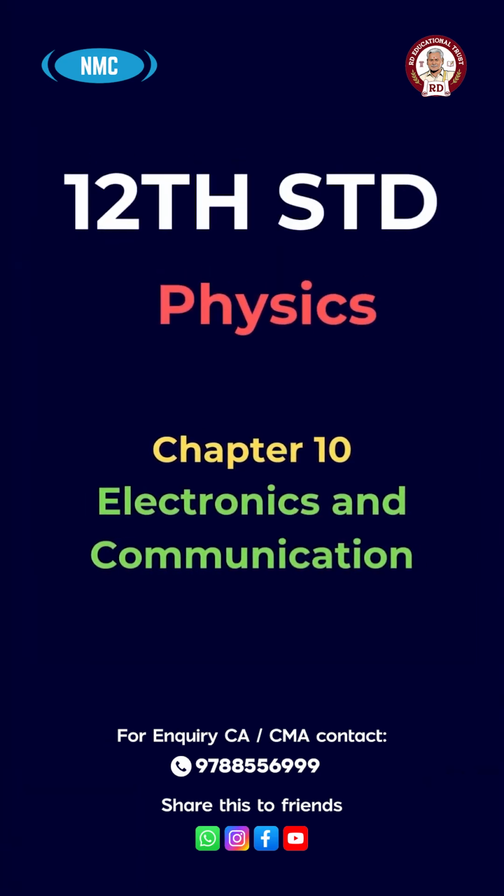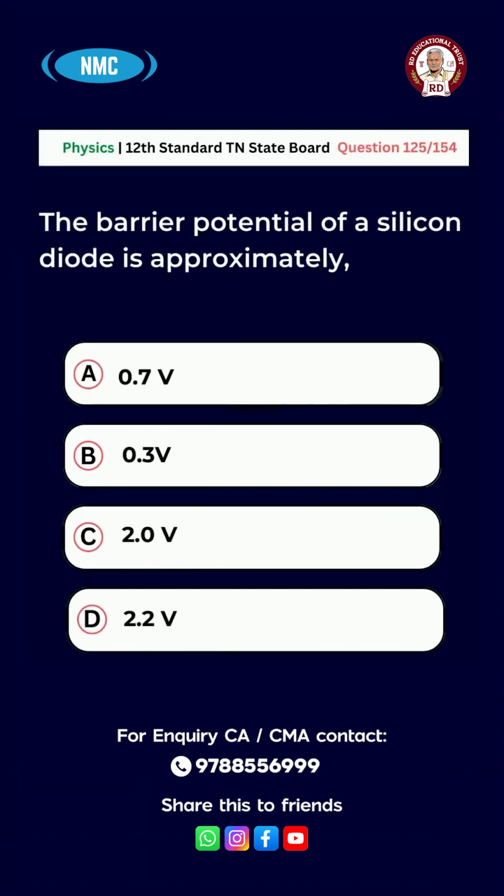Chapter 10, Electronics and Communication. Question number 125. The barrier potential of a silicon diode is approximately: option A, 0.7 V; B, 0.3 V; C, 2.0 V; D, 2.2 V. The right answer is option A, 0.7 V.